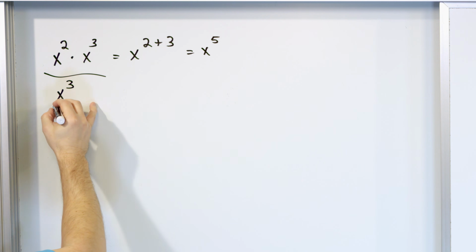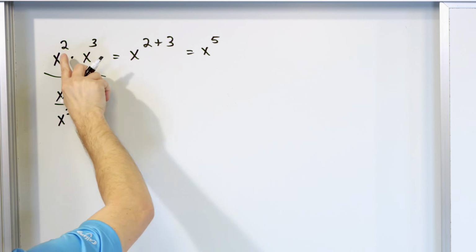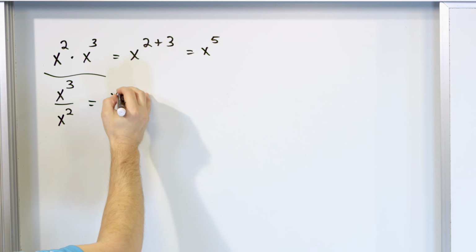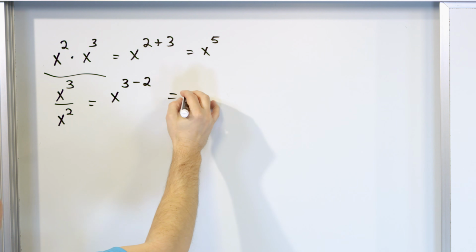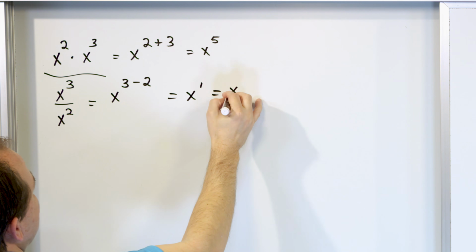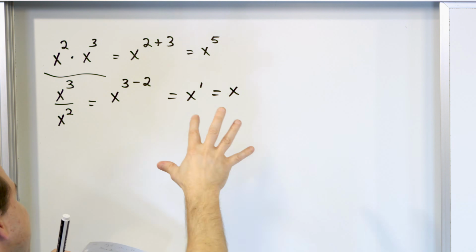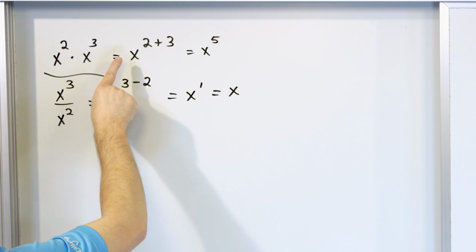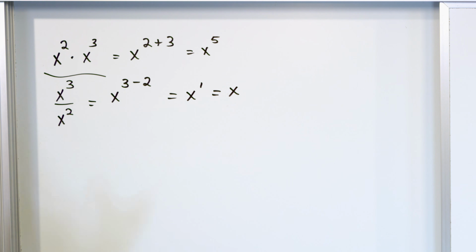So for instance, if we have x to the third divided by x squared, what do we do? We take the top exponent and we subtract the bottom exponent from it. So 3 minus 2, which as you all know is x to the first power, which as you all know is just x. So it's very simple to see the symmetry here once you get it all in one place. When you have the same base, different exponents, you multiply, you just add the exponents. When you divide, you subtract the exponents.